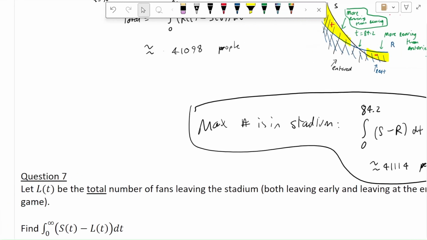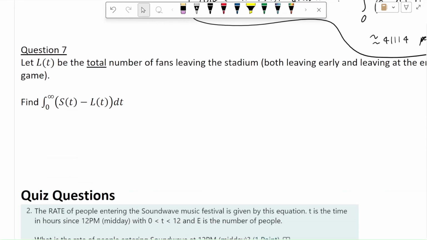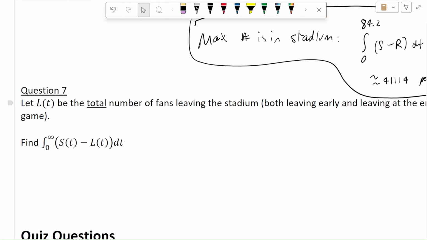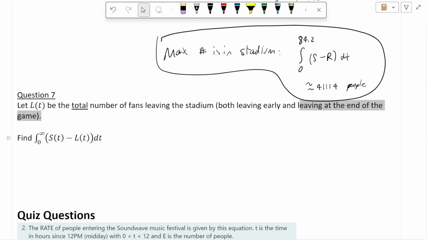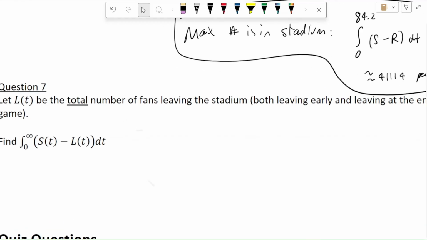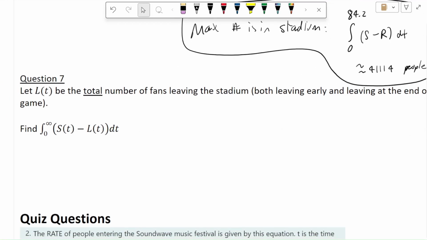Okay, now last question. Let L be the total number of fans leaving. Now this is both leaving early, like what we saw before, but it's also leaving at the end of the game. So this is just the total number who have left overall throughout the night. And as you can imagine, everyone's going to leave at the end of the game. Like nobody hangs around in Adelaide Oval until like 2 a.m. after the game's finished. At least I hope not. So the answer here is 0.